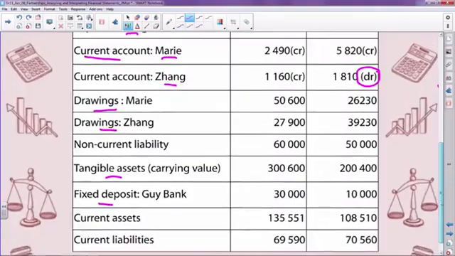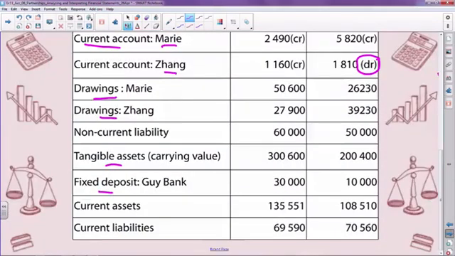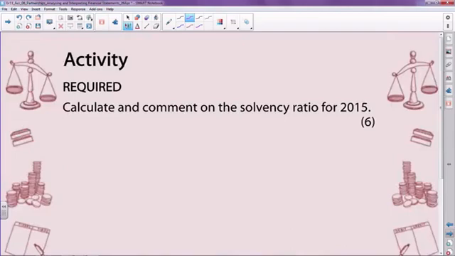Welcome back, guys. Right, let's now look at the information, or rather the questions. We looked at the information before the ad break. Let's now go straight to the questions. Okay, now your first question wants you to calculate and comment on the solvency ratio for 2015, and the mark allocation for this is 6 marks, so quite a bit. Calculate the ratio and comment. So let's do the calculation together.